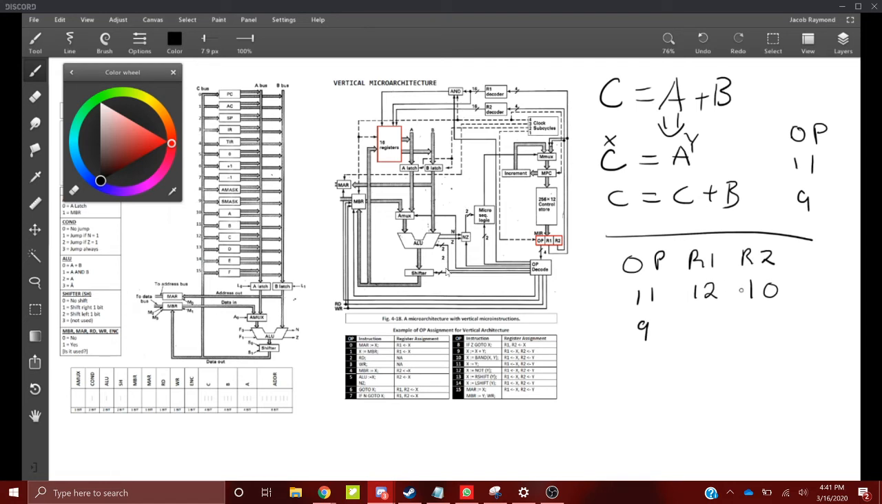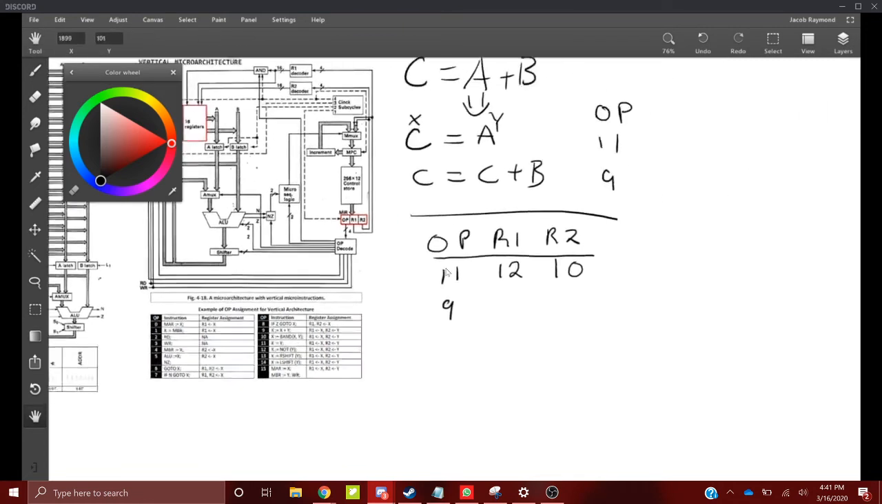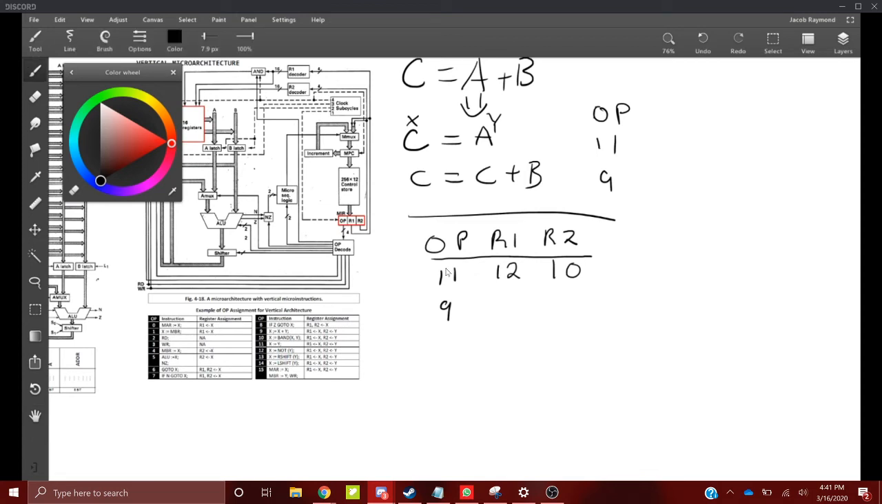I got a question. Mhm. So is that our answer? Is the op R1, R2, or is that our answer? Is that what we're looking for? Okay. Yeah. So in reality, this right here would not be represented like this. The instruction would actually be represented in binary. So we'd have 11, and then 12, and then 10.